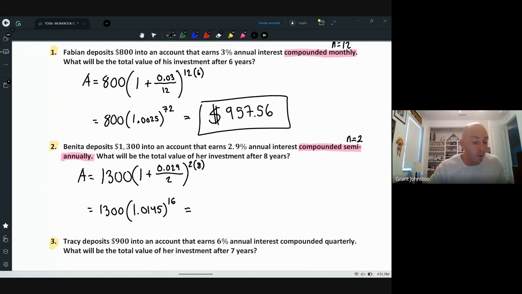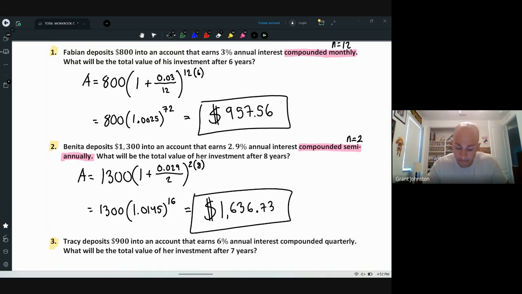So I'm going to do 1.0145 to the power of 16. I'm going to keep that in my calculator. I got about 1.259. And I'm going to multiply that by the 1,300. And I got 1,636.73 about.